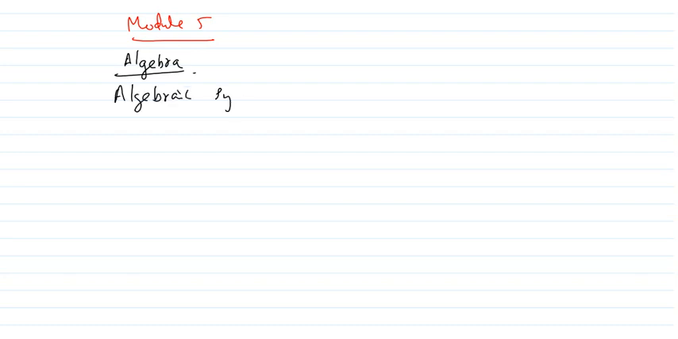Okay, next we have module 5. Module 5 we have algebra. So in algebra, first of all we have to find what is an algebraic system. Algebraic system means a set with some properties. A set with some structure is known as an algebraic system.